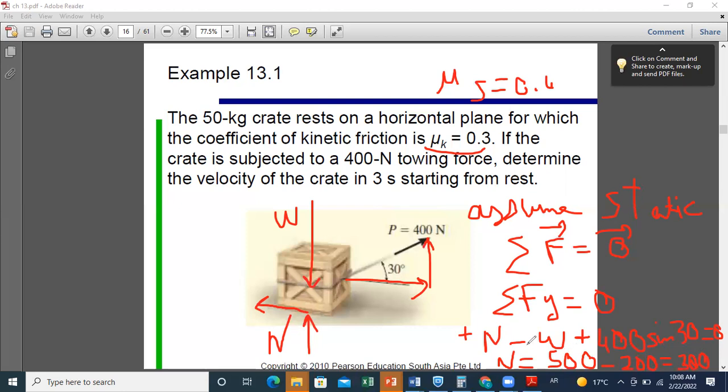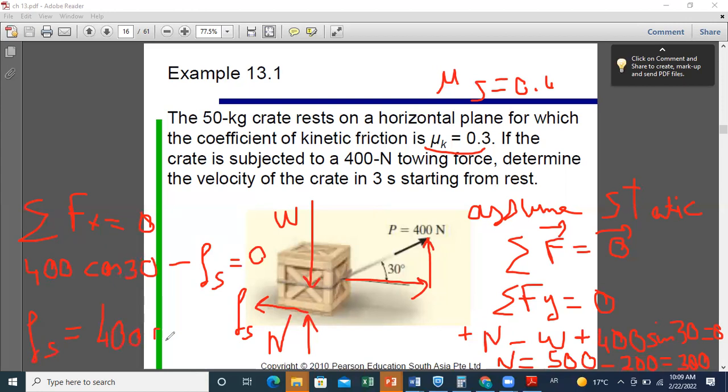Okay. Now, once I get the normal from sum of y equals 0, I can move to my second equation, sum of x equals 0. Along x, the forces are the projection of P, which is 400 cosine 30, and this is my friction, and I assume here it's static, minus F static equals 0. What do I get? F static should be equal to 400 cosine 30.